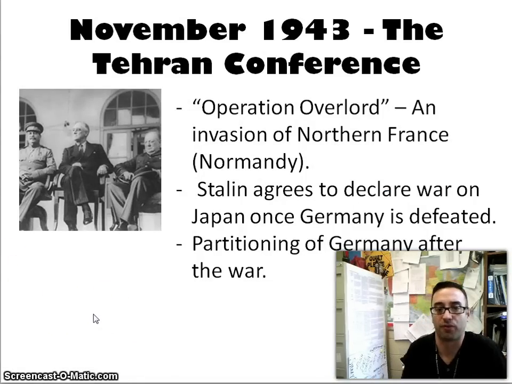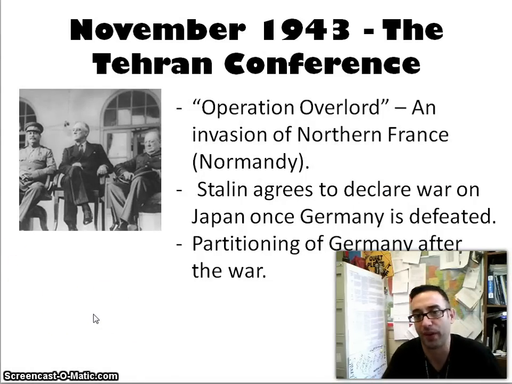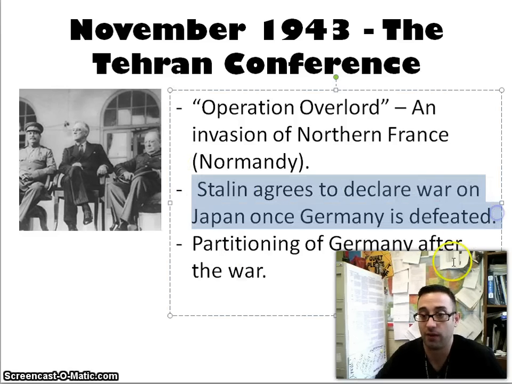In November 1943, you have for the first time the meeting of what they call the Big Three at the Tehran Conference in Iran: Stalin of the Soviet Union, Roosevelt of the United States, and Churchill of the UK, or Great Britain. Discussions emerge of what's called Operation Overlord. We'll know it eventually by the name of the day, D-Day, June 6, 1944, when an invasion of northern France through Normandy and its beaches will take place. Stalin agrees at the same conference that he will declare war on Japan once Germany is defeated. This is a very important part of that meeting.